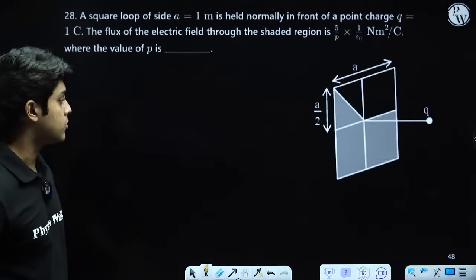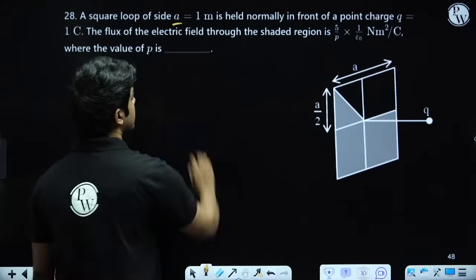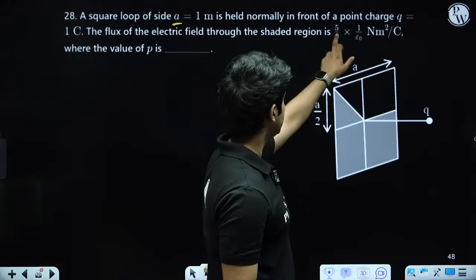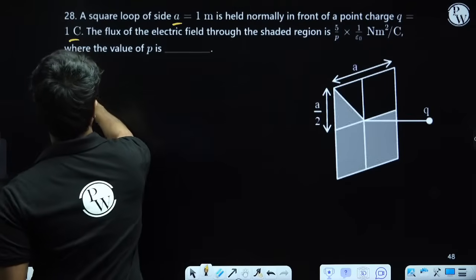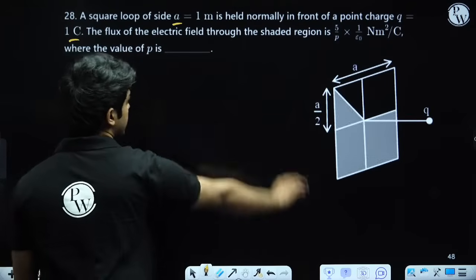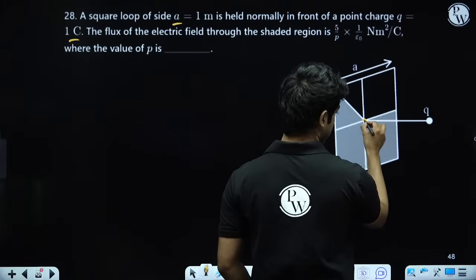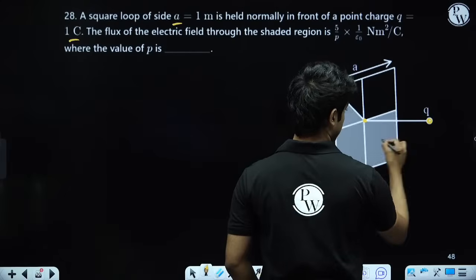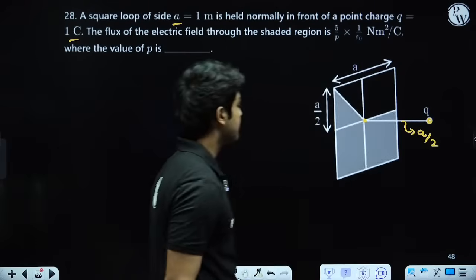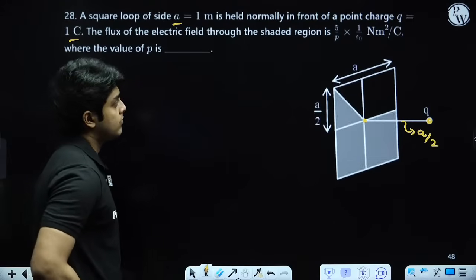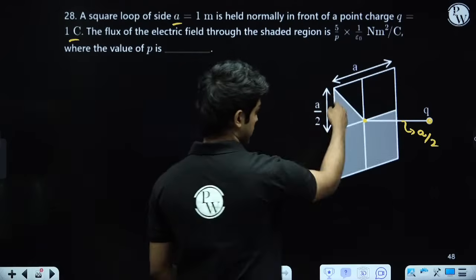Next is a flux problem. So we have a square loop whose side is A. It is held normally in front of a point charge Q of 1 coulomb. We need the flux of the electric field through the shaded region. Now the distance of the center of the square sheet from the charge is A by 2. Okay. Now we have to find the flux through this shaded part.